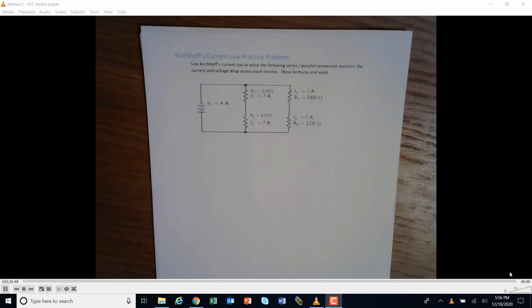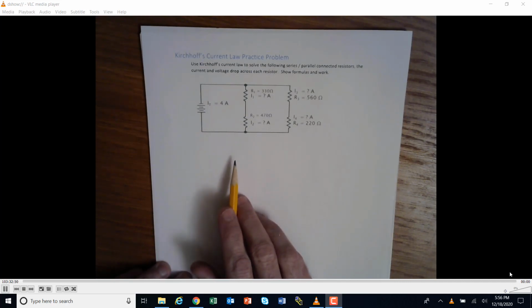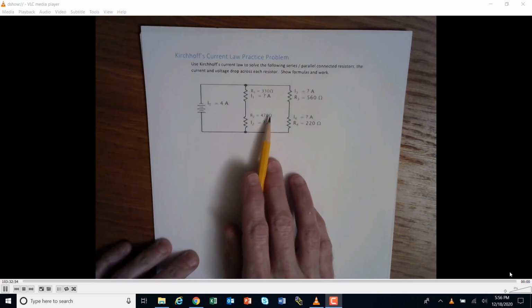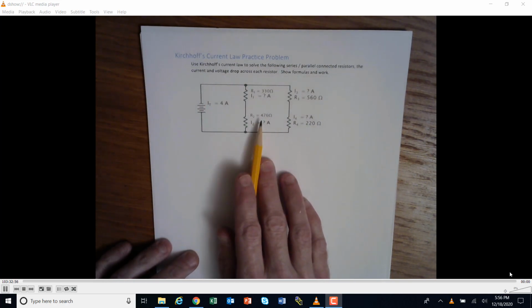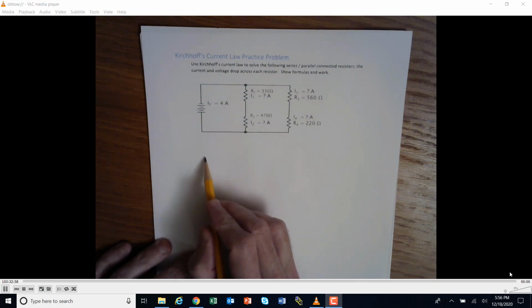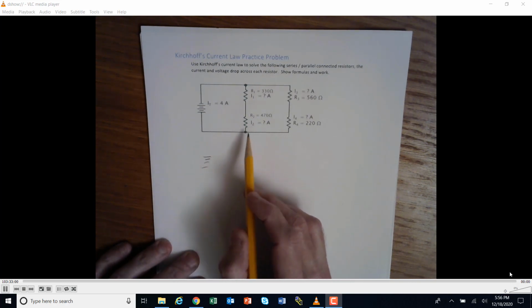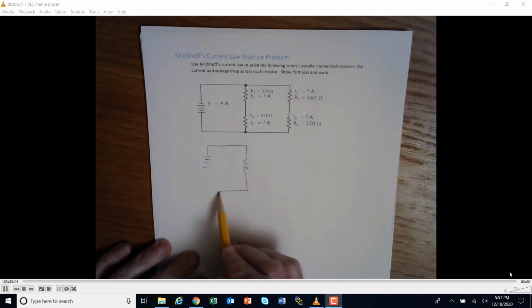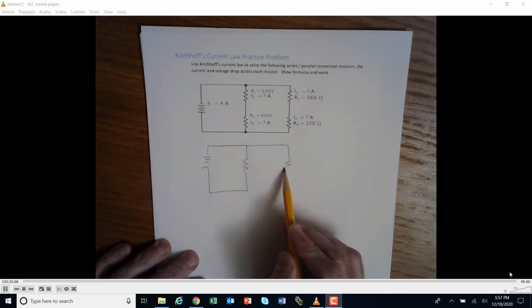Okay, we're going to do a little practice on Kirchhoff's current law, and we're going to use this same circuit that we've been working on. And so we're going to first start by simplifying it. Once again, my first step is to identify that these are in series like this, and that they can be simplified. We've done this a couple times already.